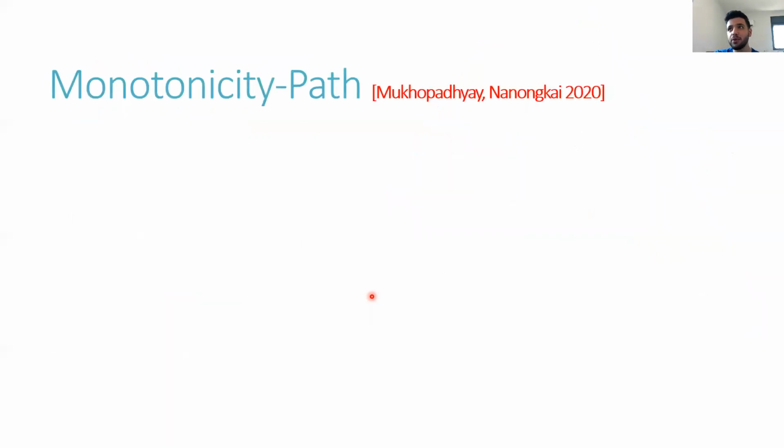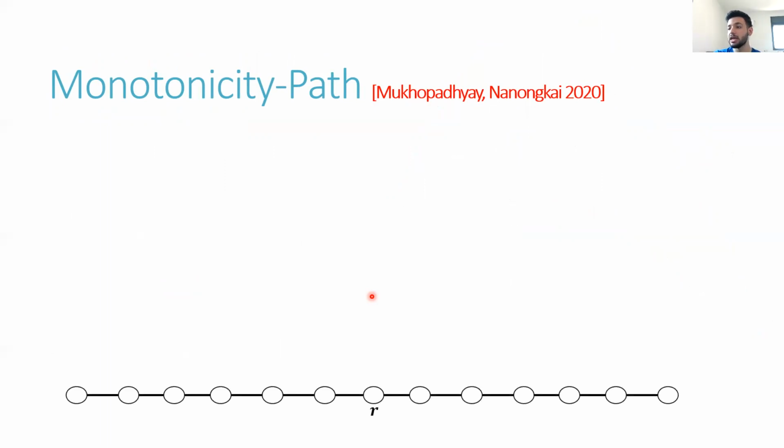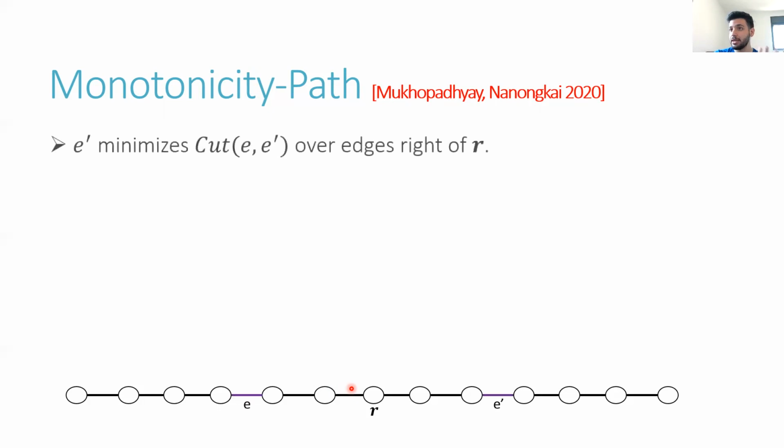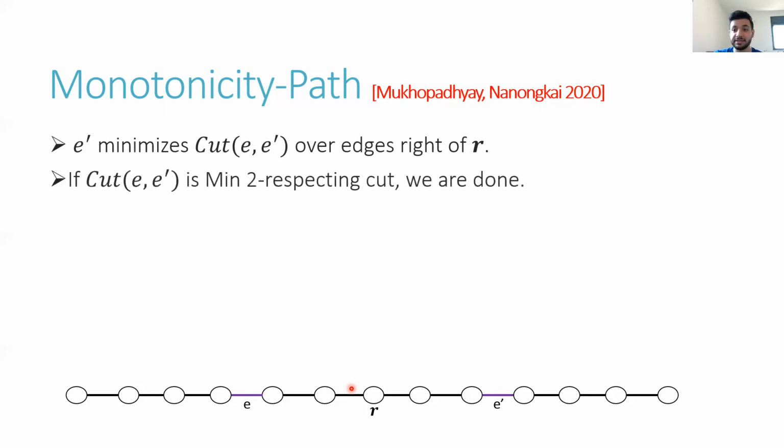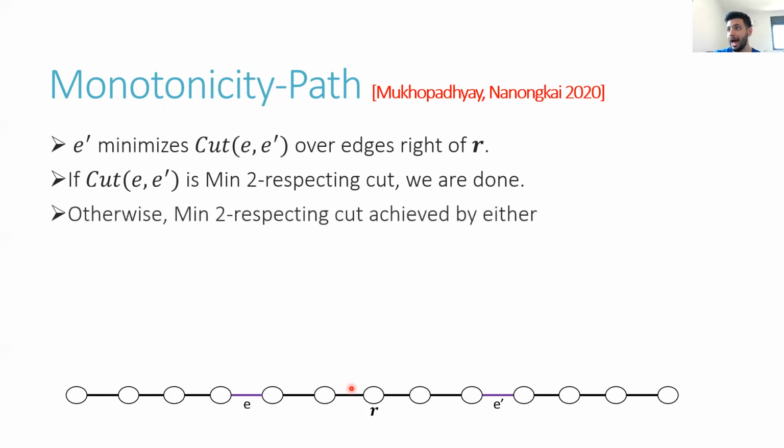Now we discuss a very restricted case of monotonicity just to give you the flavor of what it is. So consider that our tree is just a path and we have some node R, and our goal is to find the min2 respecting cut such that one edge is to the left of R and one edge is to the right of R. So consider that we take some edge E on the left and we find the edge E prime that minimizes the cut value for E of all the edges to the right of R. Well, if this is indeed the minimum, then we are done.